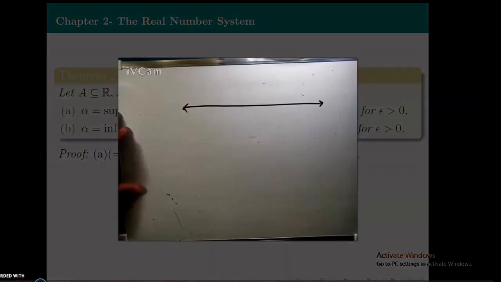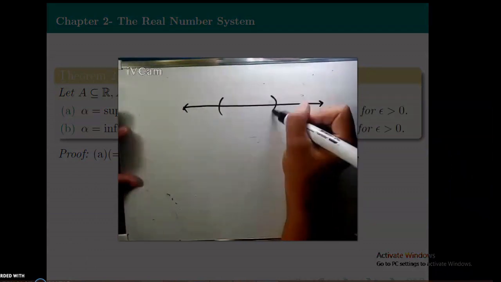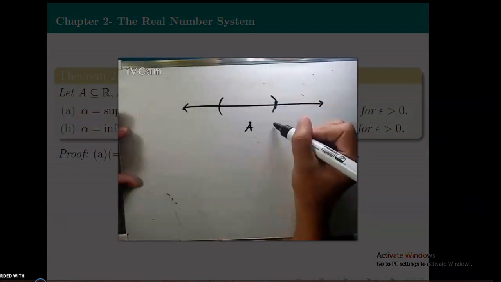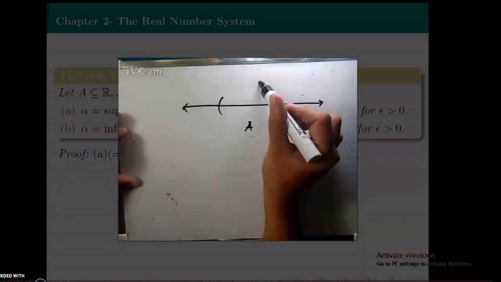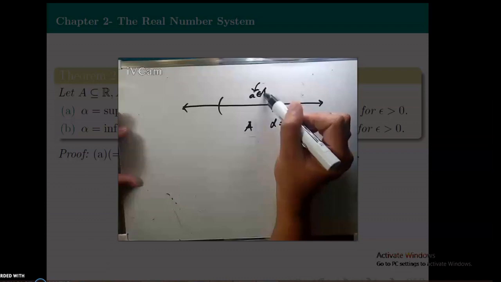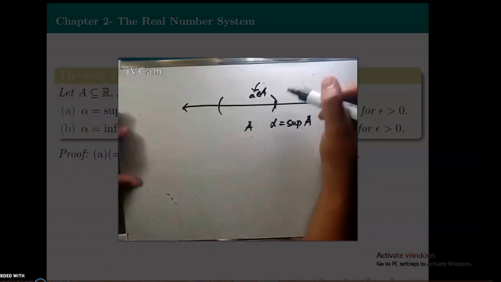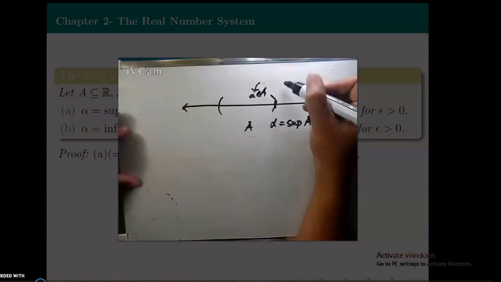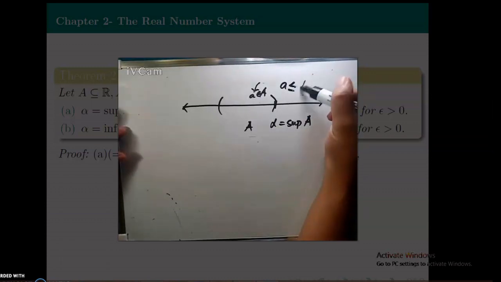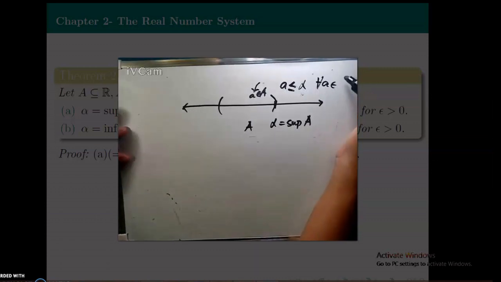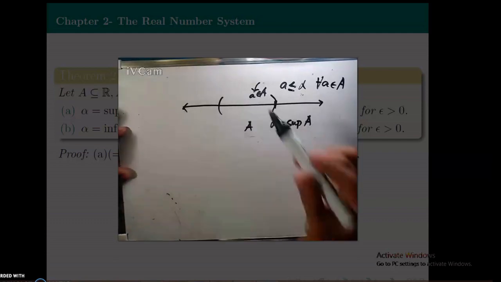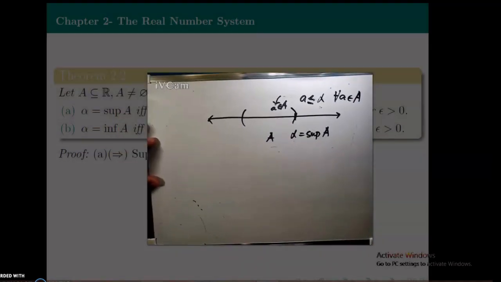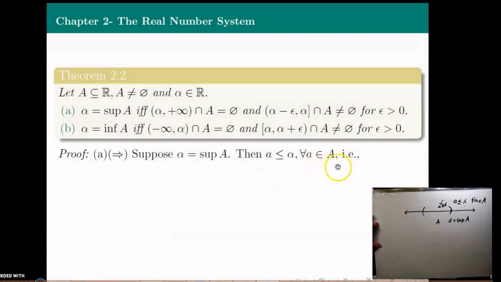So of course we have, if this is set A here, so alpha is here, which is the supremum of A. Of course, the elements here, a in A, because this is the supremum, we have a is less than or equal to alpha for all a in A. So alpha is greater than or equal to any element of A.